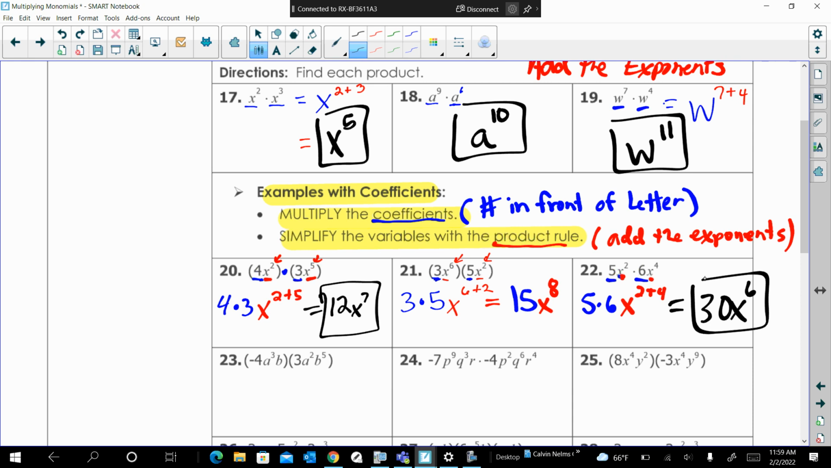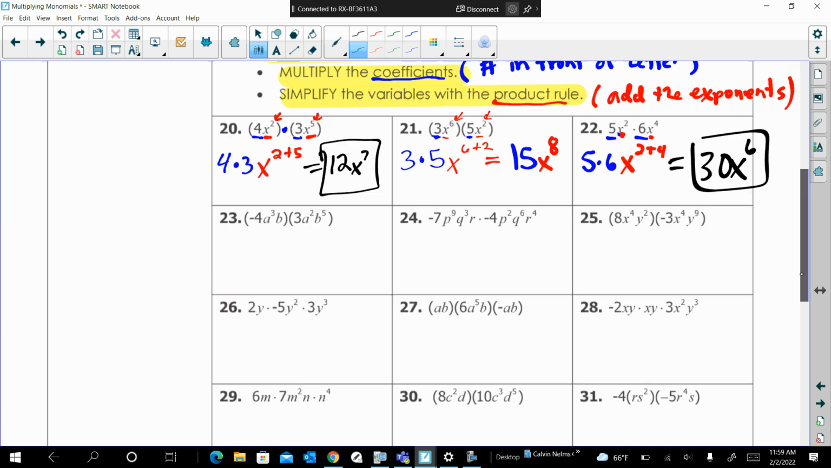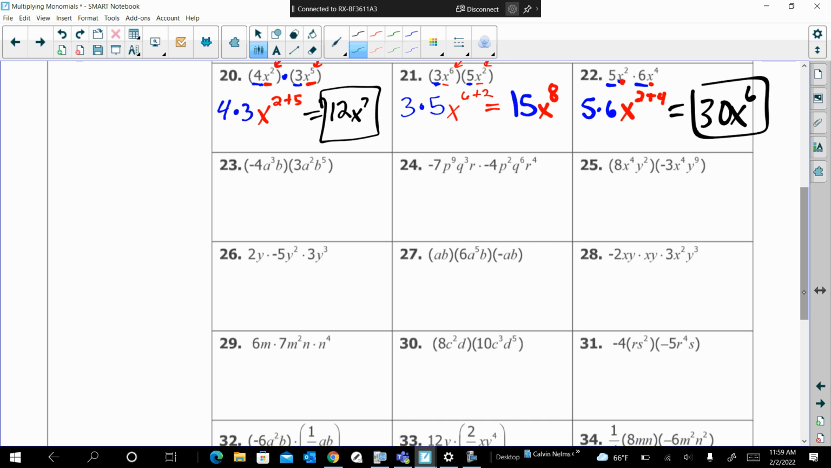Now, if you have more than one letter, you have to add the exponents only to the same base. That means same letter. So, please watch how I do number 23. I still do my coefficients, so that's -4 times 3, right? Then I go to the a. The a has a power of 3, and this a has a power of 2. So that now becomes a to the 5th power. Then I look at my b. My b doesn't have an exponent, but it's really an exponent of 1, and my b to the 5th becomes a total of b to the 6th power. So when I simplify this, I get a -12 as the coefficient, a to the 5th, b to the 6th.